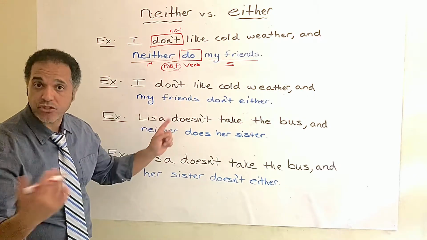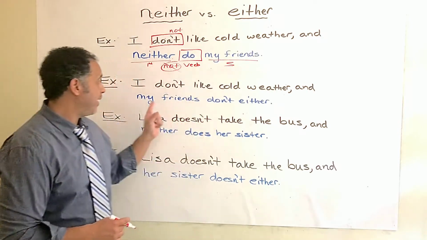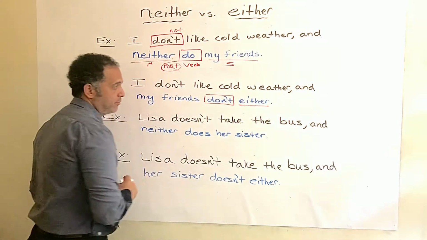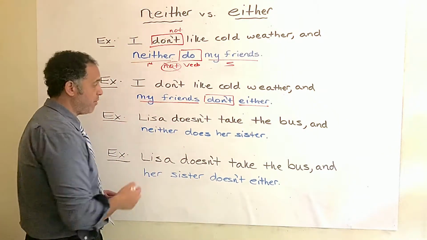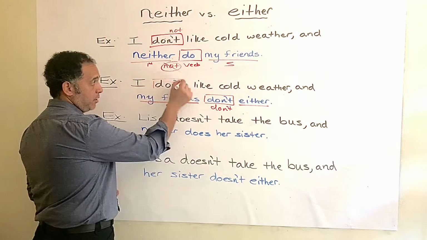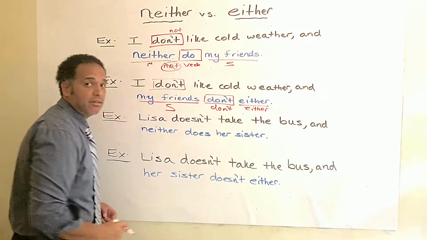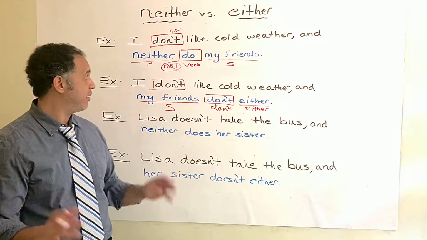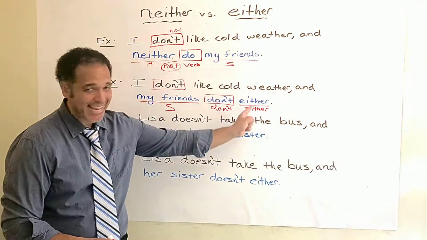Now, if you guys want to write it another way, maybe you're not comfortable with this way: I don't like cold weather and my friends don't either. This is another way that you can write it. And maybe this is something that you're more comfortable with at home. We have a subject. Then we have to put don't, okay? And then we put either at the end. So those are 2 different ways that you guys can express really the same idea. Neither do my friends, or my friends don't either.